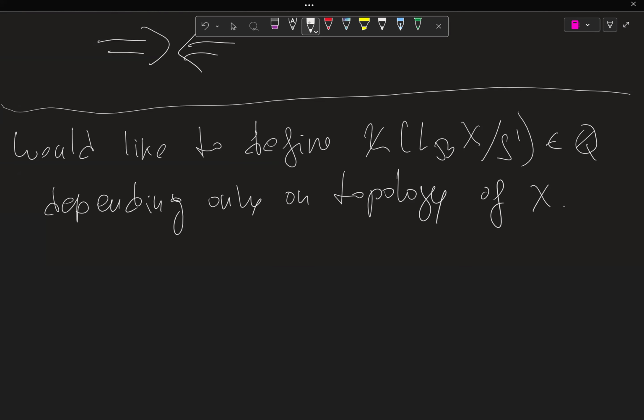Basically because it's some kind of singular infinite dimensional thing. But anyway, if one could define this, I think then one could probably prove that you have an equality, and that would prove the conjecture in general.